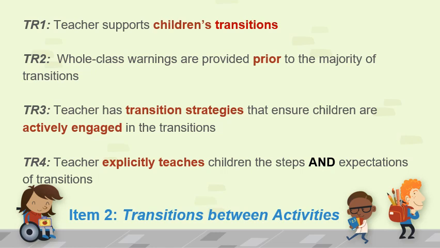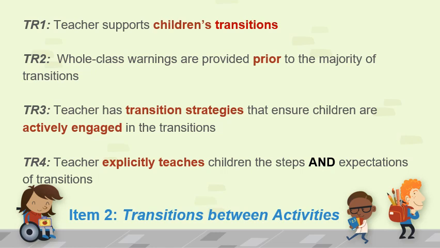TR2. Whole class warnings are provided prior to the majority of the transitions. Whole class warnings can be verbal, song, movement, signal, or a cue. TR3. Teacher has transition strategies that ensure children are actively engaged in the transitions. Transition strategies can be songs, games, a helping plan for the next activity.